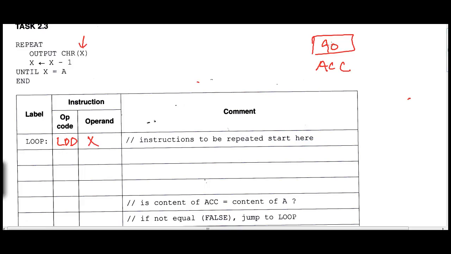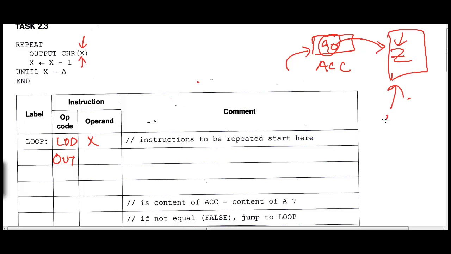Because we have to output the character corresponding to the value held in X, and that value has now been loaded into the accumulator, we can use the OUT instruction. What the OUT instruction is going to do is take this ASCII code and convert it into a character, which in this case is capital Z, because 90 is the ASCII code for this character, and it's going to show this in the output window. So this Z is going to be displayed in the output window.